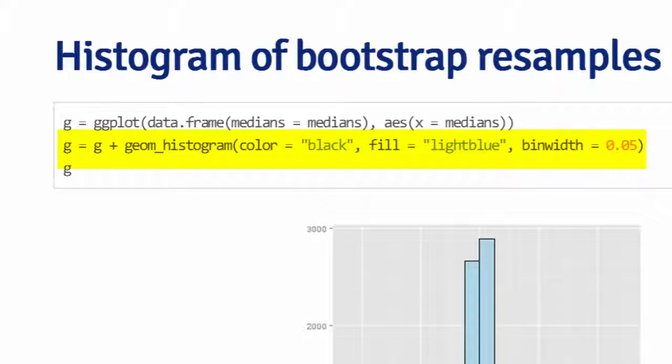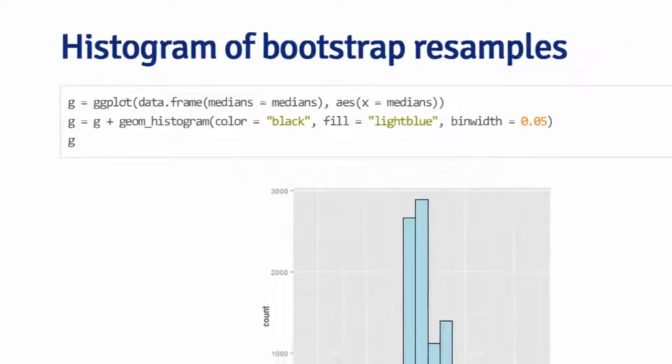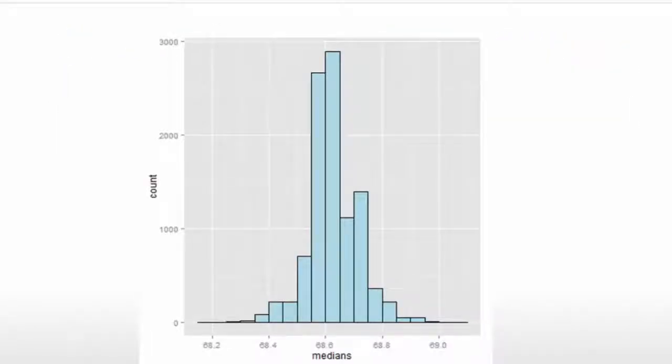The black means the outside of the bars are black. Fill being light blue means I wanted the inside of the bars to be light blue. And bin width sets the width of the bins used to create my histogram. Then I type g to actually show the plot. So this plot is an estimate of the sampling distribution of the median.